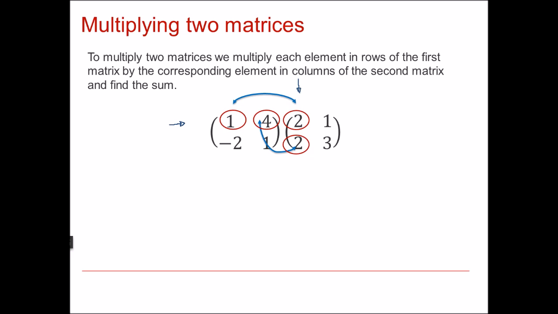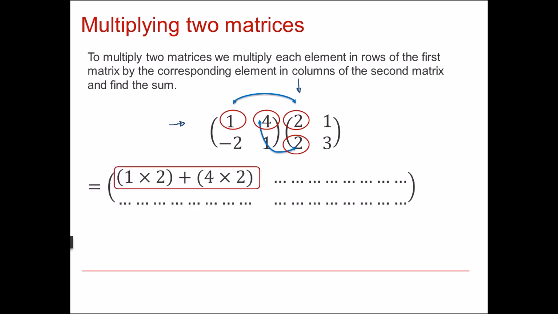So we've taken the first element in the row multiplied by the first element in the column, the second element in the row multiplied by the second element in the column. So we get 1 times 2 and then 4 multiplied by 2, and we add those two together. And that goes in the answer matrix, or the product matrix, in the first row, first column. So you can see that's the corresponding row and column that we've used in the two matrices that we're multiplying together. Now we repeat that for the first row and the second column.